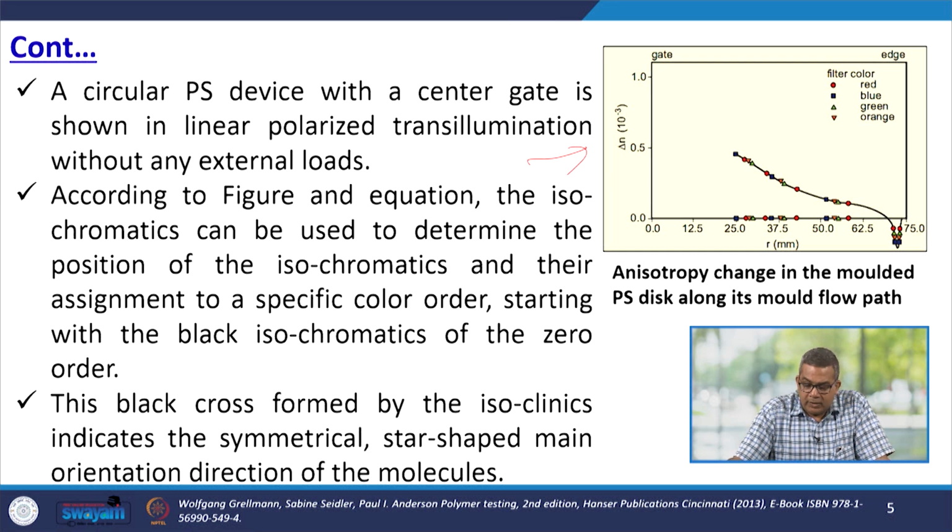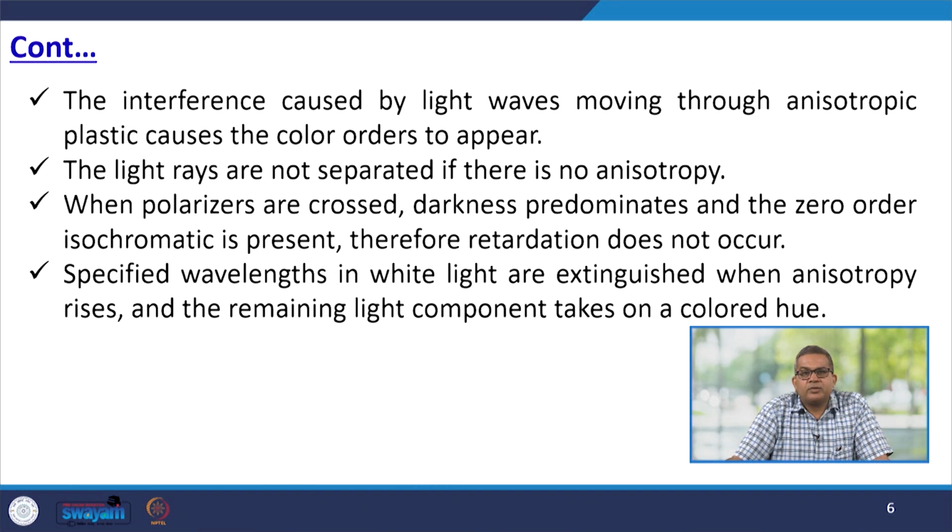without any external loads. According to this particular figure and equation, the isochromatics can be used to determine their position and their assignment to a specific color order, starting with the black isochromatic of zero order. This black cross formed by the isoclinics indicates the symmetrical, star-shaped main orientation direction of the molecules.